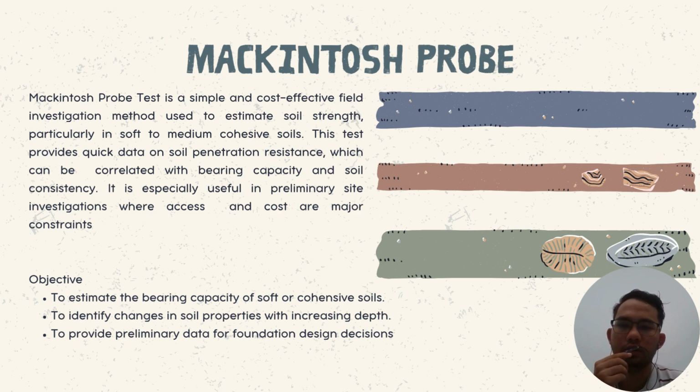I will present the Macintosh probe. The Macintosh probe test is a simple and cost-effective field investigation method used to estimate soil strength, particularly in soft to medium cohesive soil. This test provides data on soil penetration resistance, which can be correlated with bearing capacity and soil consistency. It is especially useful in preliminary site investigation where access and cost are major constraints. The objectives of this test are to estimate the bearing capacity of soft or cohesive soil, to identify changes in soil properties with increased depth, and to provide preliminary data for foundation design decisions.